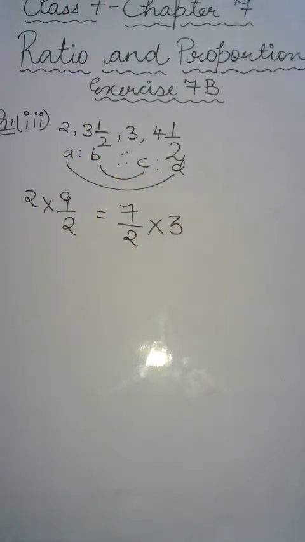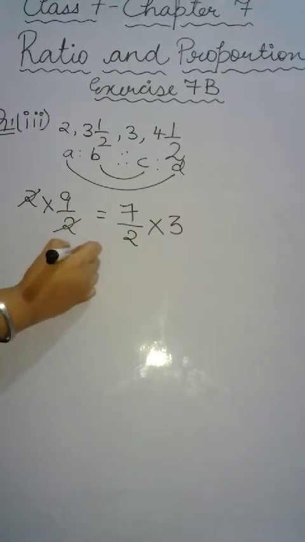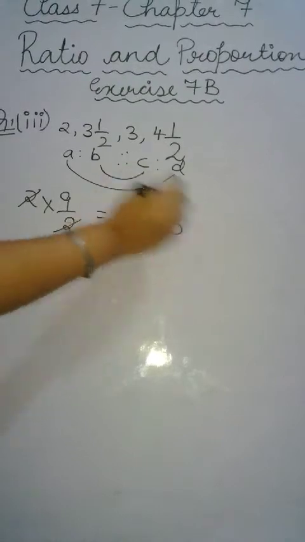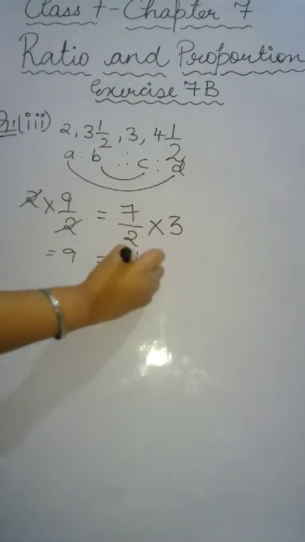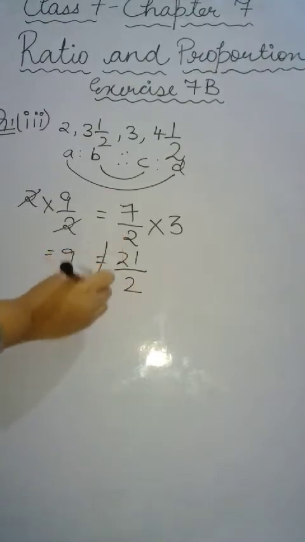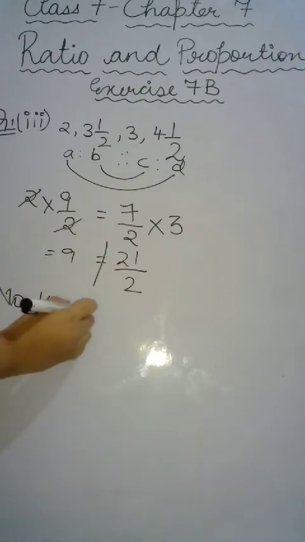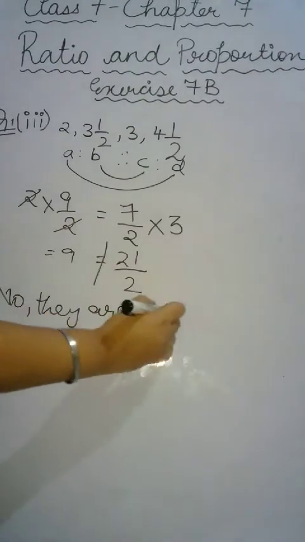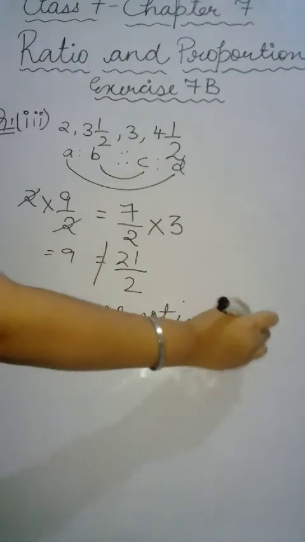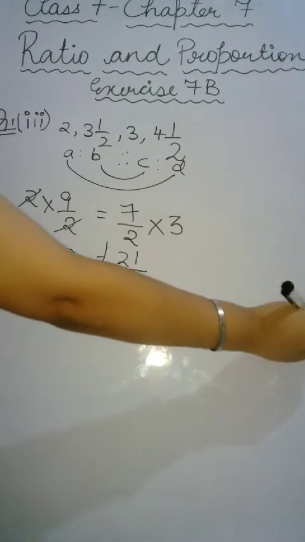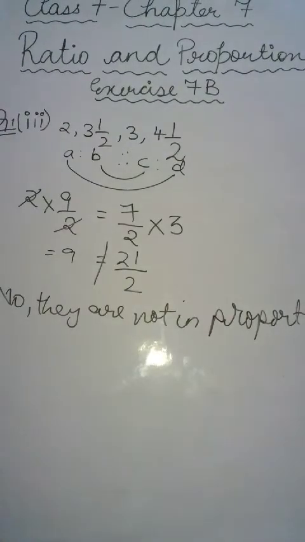Now 2 and 2 will get cancelled. This is 9, and this you cannot cancel, so 7 3s are 21, 21 upon 2. Are they equal? No. They are not equal to each other. So your answer is going to be no. They are not in proportion. And you have to do the same with the decimal numbers that are given in question number 4.